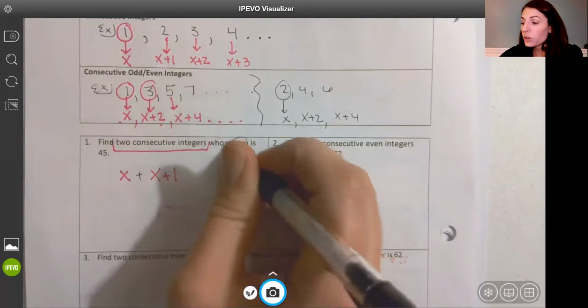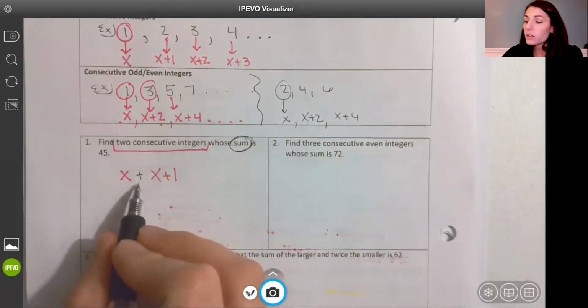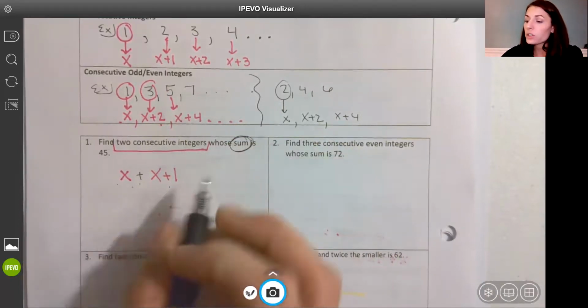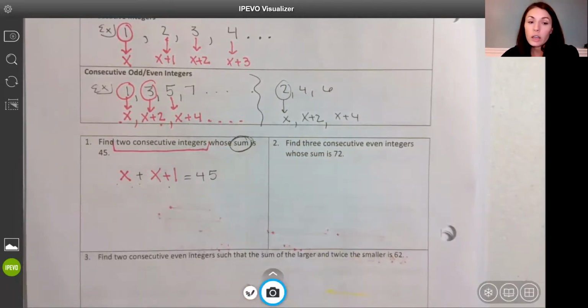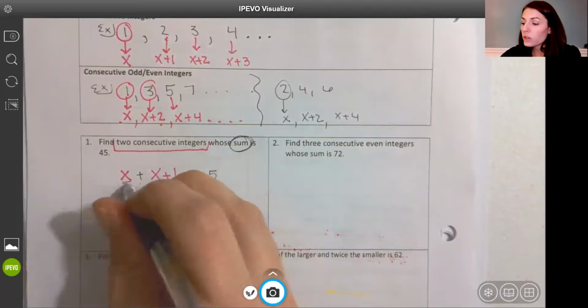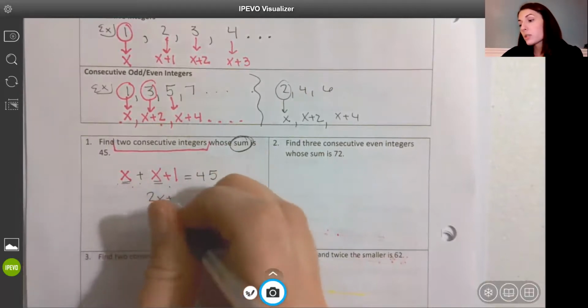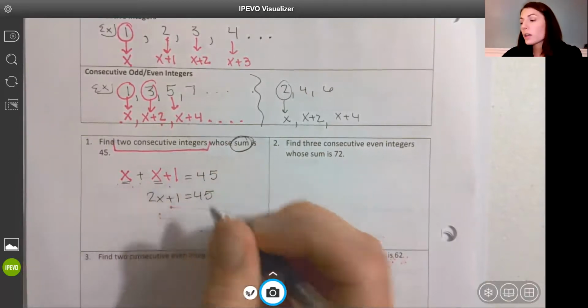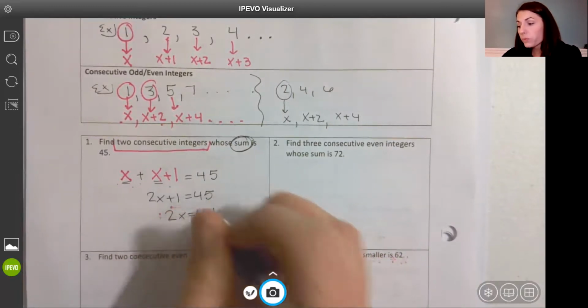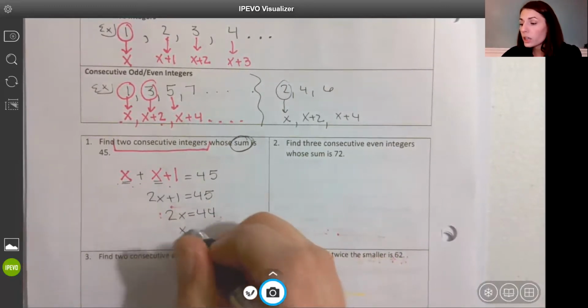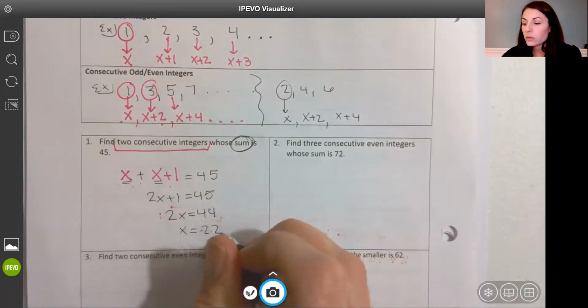The sum, so I knew I was adding them, by the way. So the sum of two consecutive integers is 45. And then from there, I can solve. I have like terms to combine, and 2x plus 1 equals 45. Subtract 1, and 2x equals 44. Divide by 2, and x equals 22.